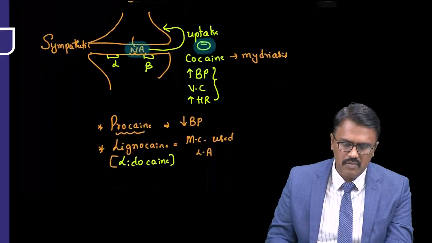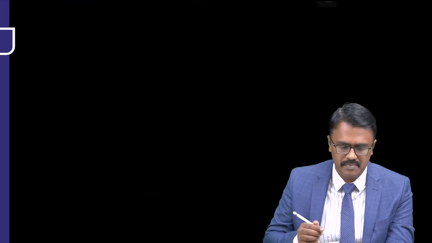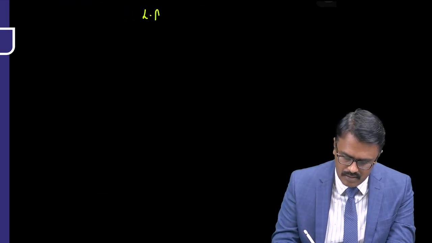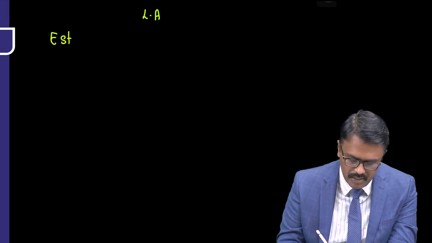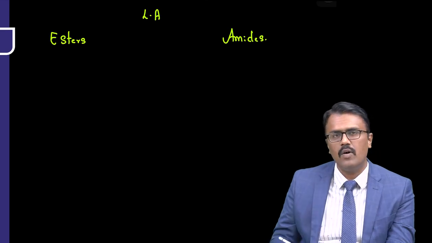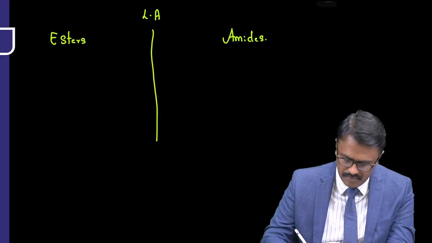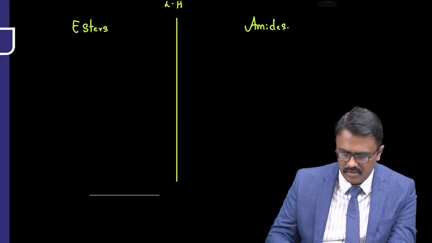Now, once we know this, let us understand the chemistry of them. Local anesthetics chemically are of two types. Either they are derived from esters or they are derived from amides. So let us understand the difference here. Let me draw a line and let us understand the difference.